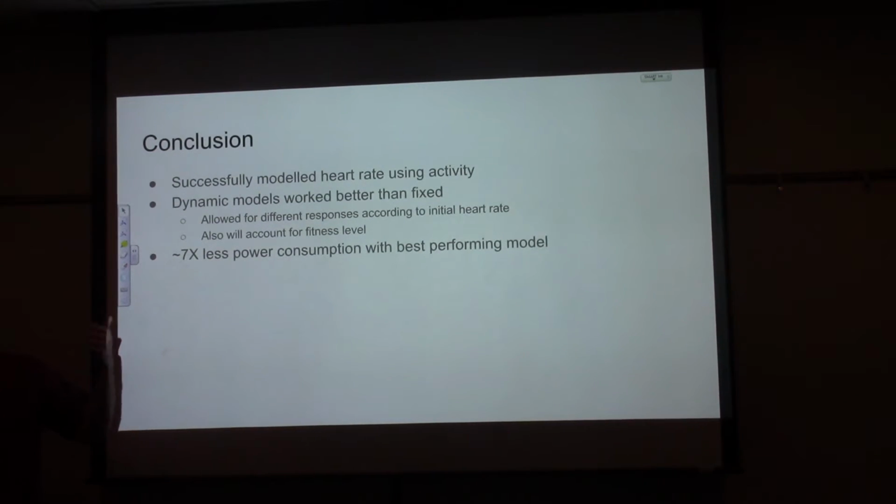And another nice benefit of our dynamic models is they also automatically account for fitness level. So it's not an explicit parameter that needs to be supplemented into the model. The last point here is about 7 times less power consumption. We calculated this doing some basic power modeling based off some data sheets between some PPG sensors and accelerometers. So it's just comparing the sensors to sensors in that case, where we get about a 7 times improvement in power. So that's what we got.